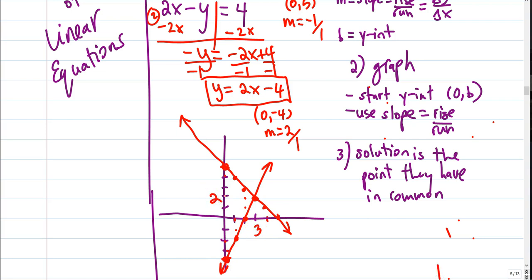Okay? So get them both in y equals mx plus b. Second, we graph them, starting at the y-intercept using the slope, we graph them. And the solution is what? The point where these two lines cross, the point they have in common. So make sure you write your answer as (3, 2). That point they have in common.